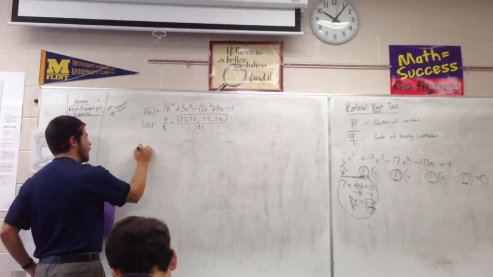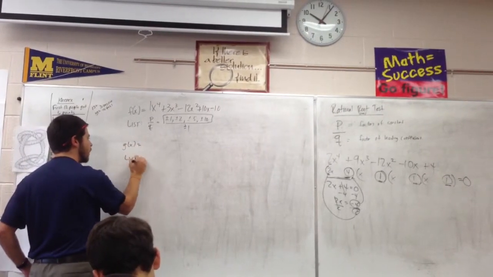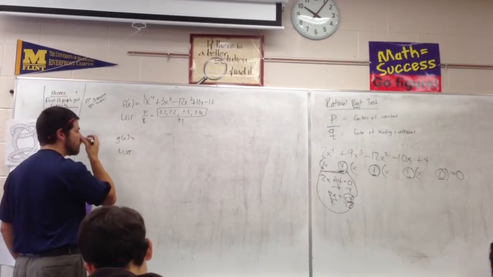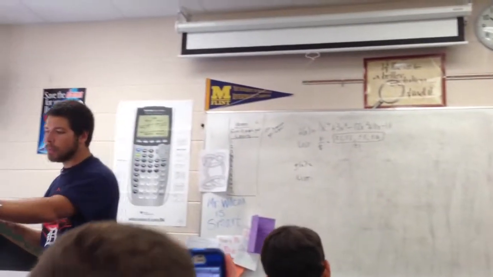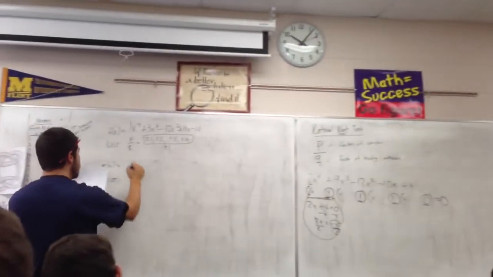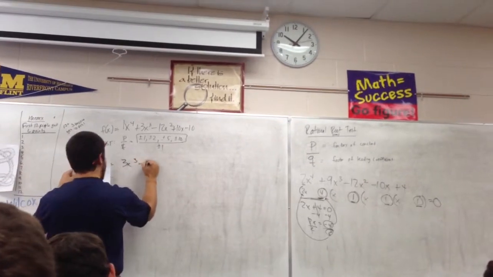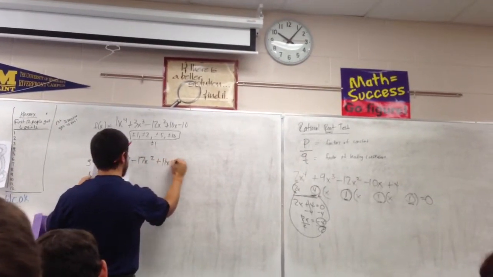Okay, let's try it again. Here's g of x. We're not solving it right just yet, until about 5 minutes from now. Let's just make a list. Here's one a little bit more difficult: 3x cubed minus 17x squared plus 11x minus 12.